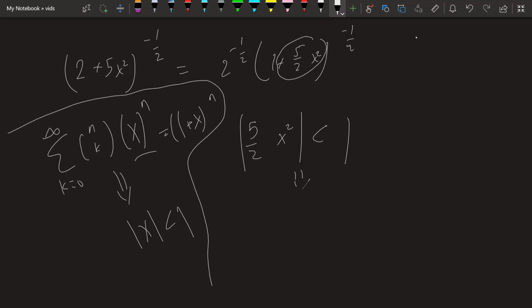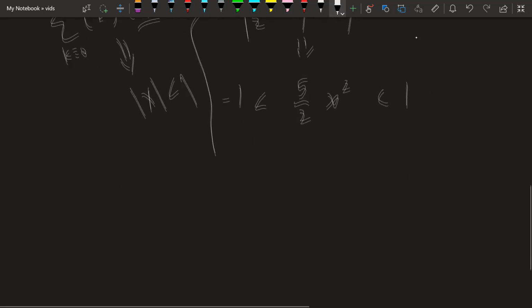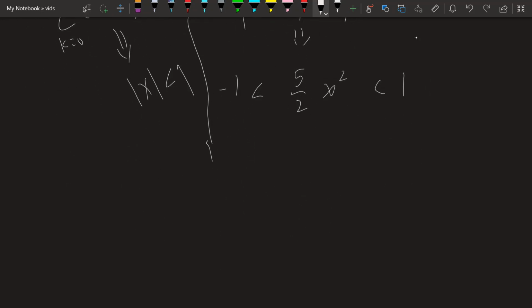So let's evaluate this. We're going to get 1 and minus 1. That's the definition of absolute value, the distance from zero. And let's multiply by 2 over 5 on both sides.